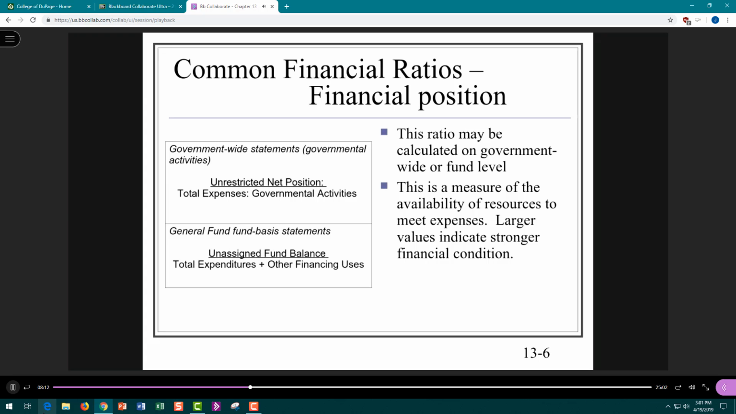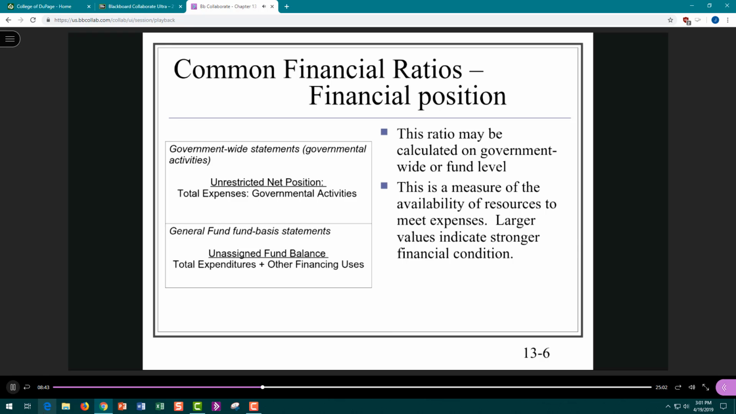So for the government-wide statements, to assess the capacity of the equity, you would take a look at the unrestricted net position. That is the piece of net position that is not restricted for certain purposes or otherwise set aside or matched with capital assets, then the unrestricted number, and compare that to the total expenses of the governmental entities. Now this is not business type activities, but governmental activities.